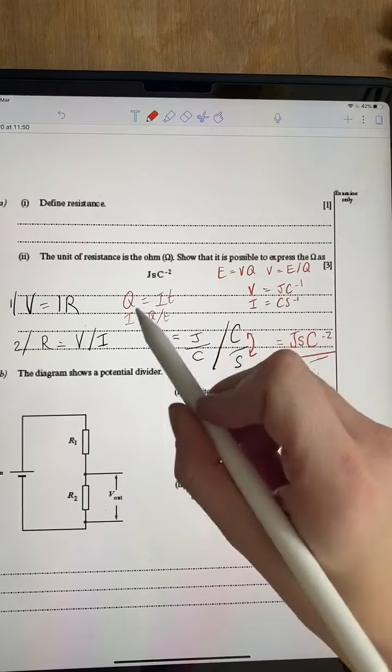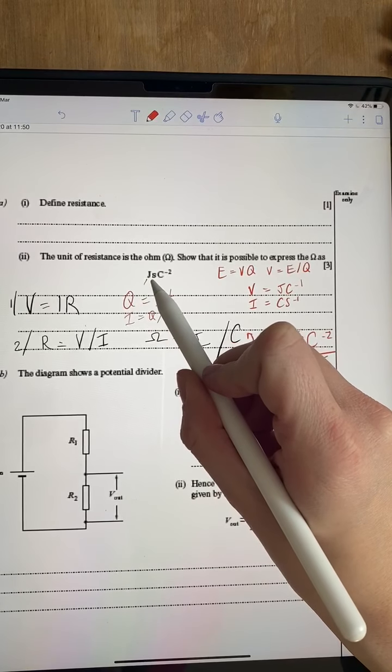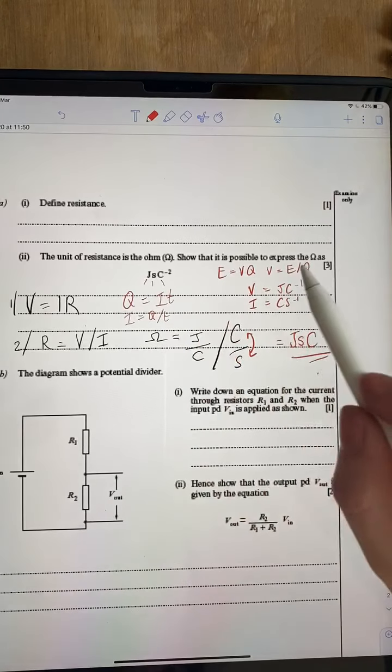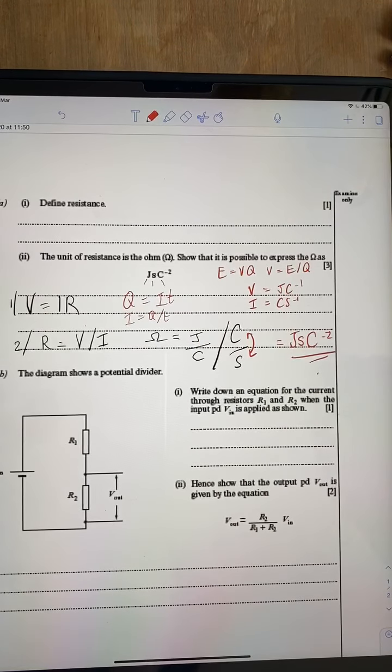Okay. That is a difficult question, but actually what you need to think when you're doing something like that is, okay, what are the units that it wants in the final answer? And then think about equations that you know that involve those units in electricity.